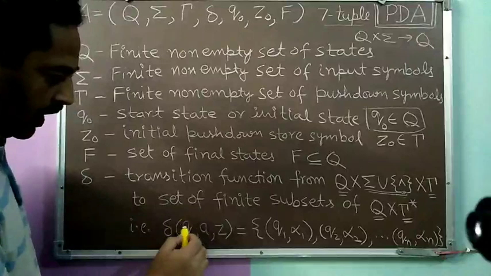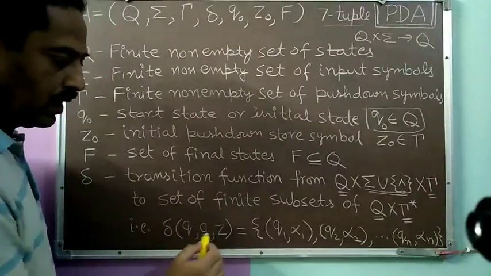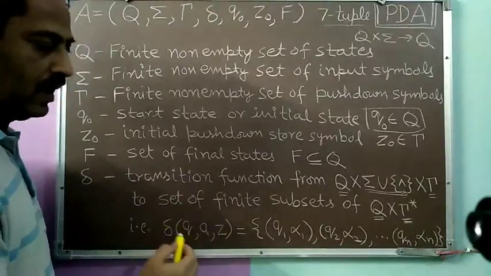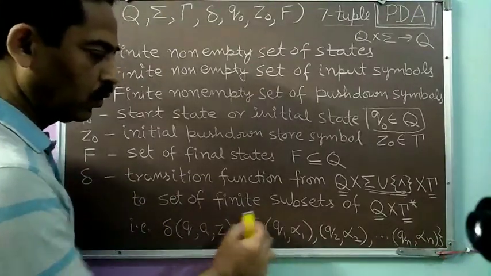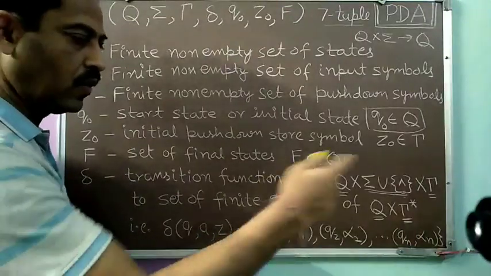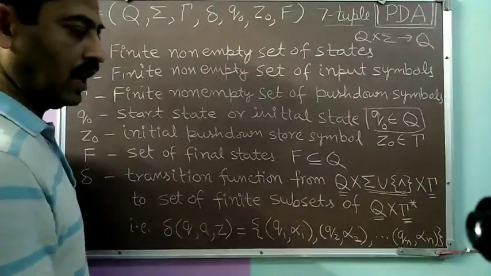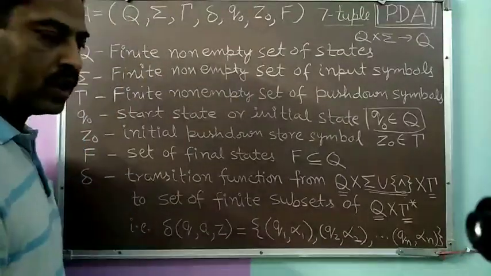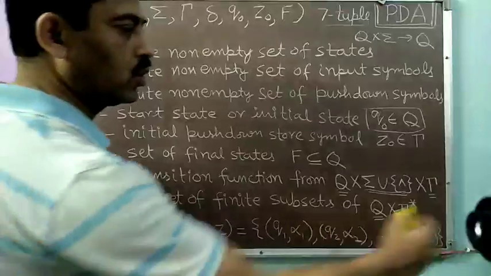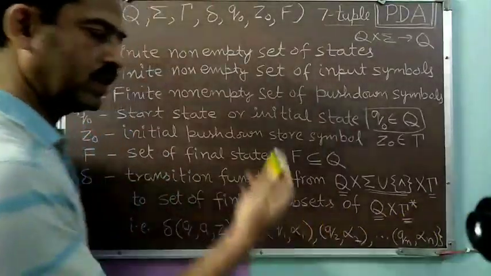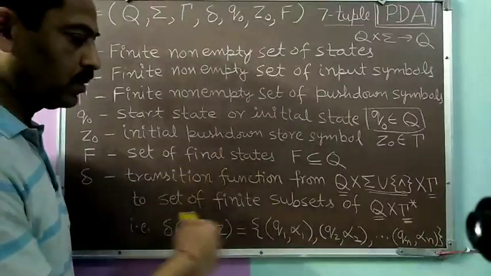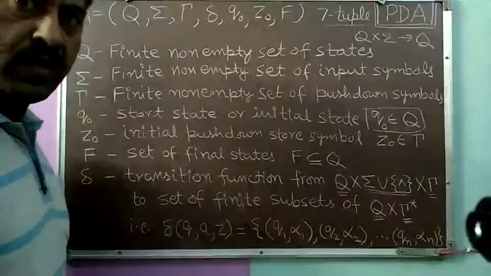So whenever I am in the state Q, reading a symbol A, and at the top of the push down store there is the symbol Z, I can either move to the state Q1 and write a string alpha 1 over the push down store, or I can move to the state Q2 and write the string alpha 2 over the push down store, and so on. Among these multiple choices, any one of the choices I will take at a time. In this manner, my PDA functions.